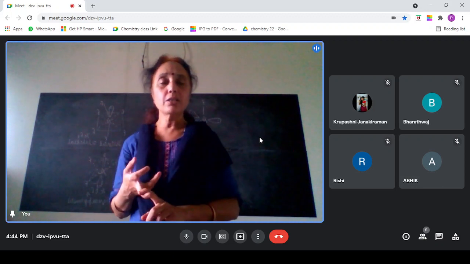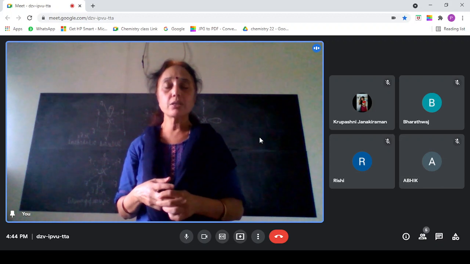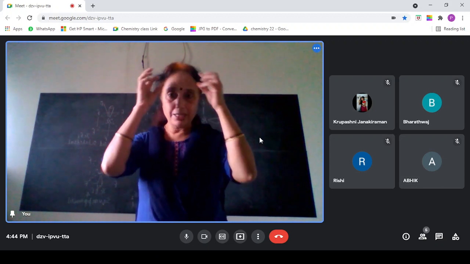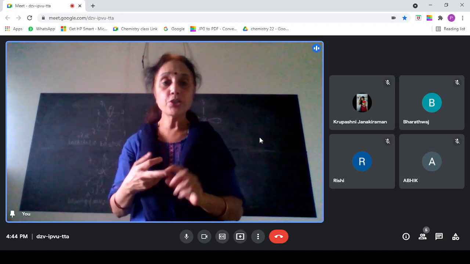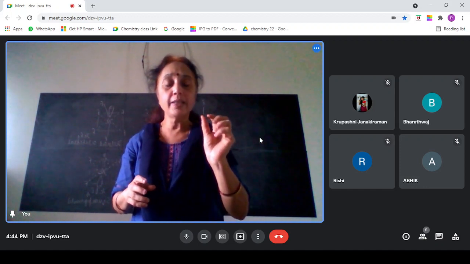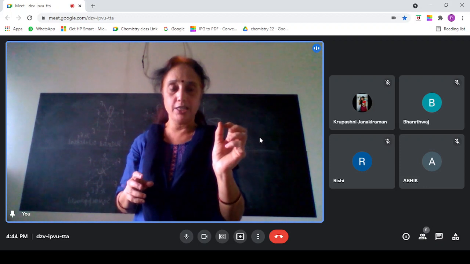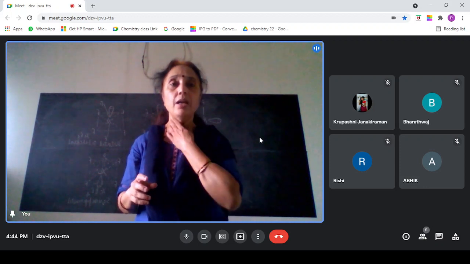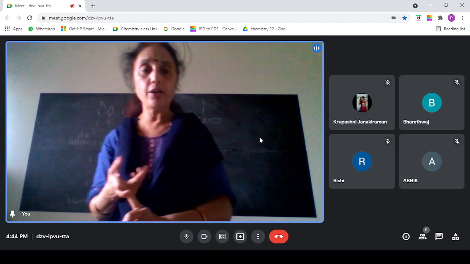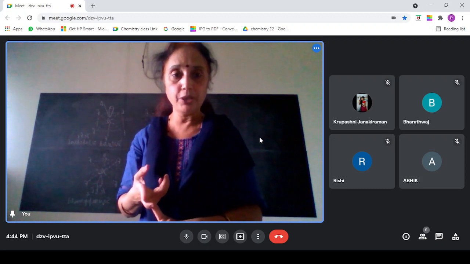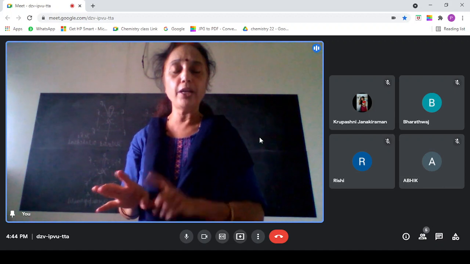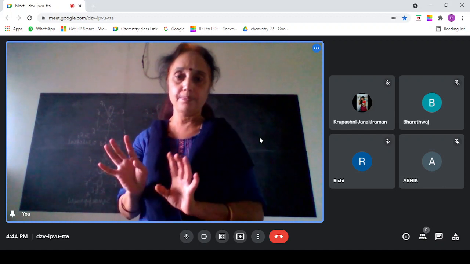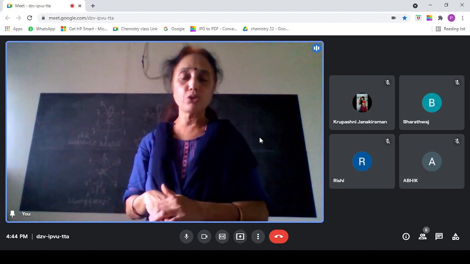Then krypton and xenon, they are used in miners' cap lamps. And krypton is used in measuring the thickness of metal sheets and plastic sheets. Okay, and radon, very important, radon is used in cancer therapy because it's radioactive, and it is also used in finding out defects in steel castings. Okay, these are the uses of that.